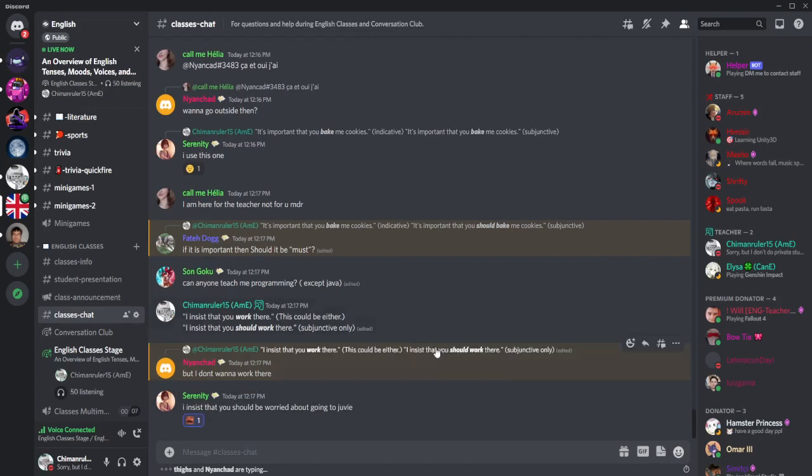But for third person singular pronouns such as he, she, and it, the difference between the two moods is obvious because that's the only area where the verb form changes.